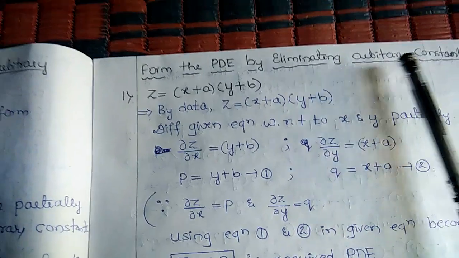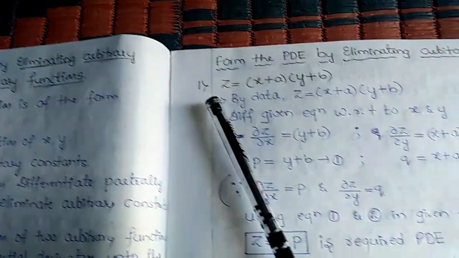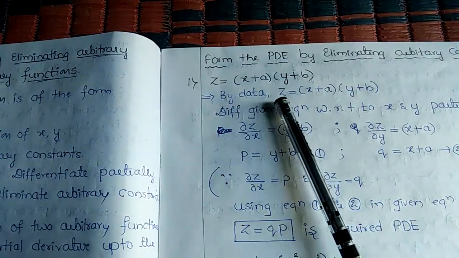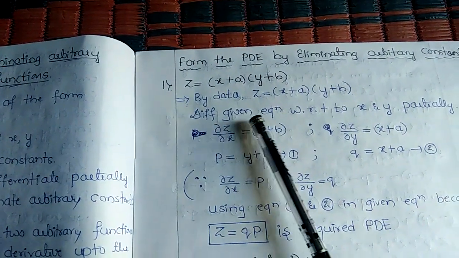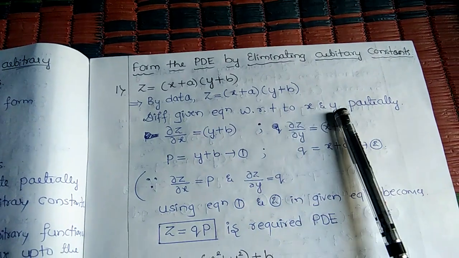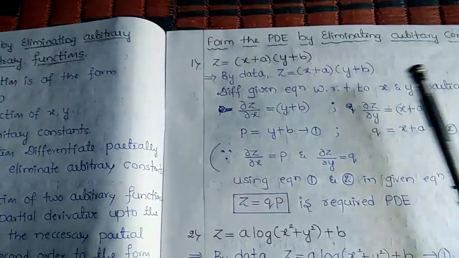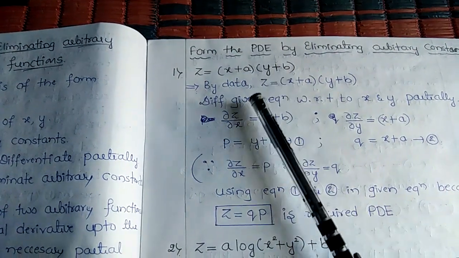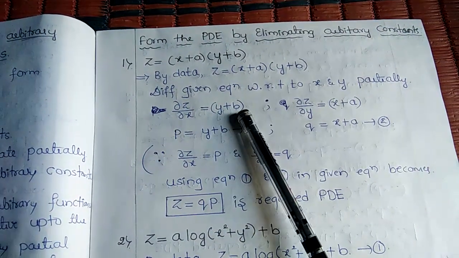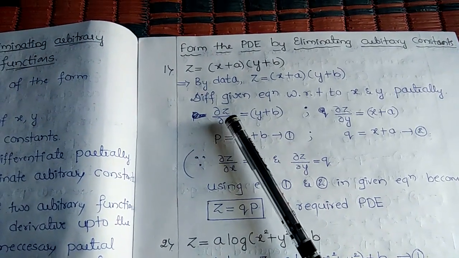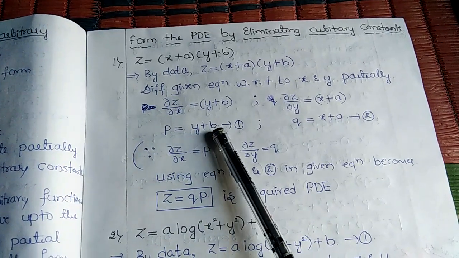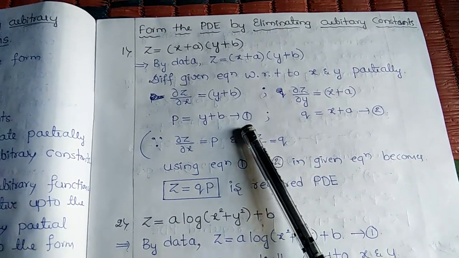Form the partial differential equation by eliminating arbitrary constants. First example, consider z is equal to x plus a into y plus b. Write the given equation. Differentiate the given equation with respect to x and y partially. With respect to x means treating y as a constant. So dou z by dou x is equal to y plus b. Then we know that dou z by dou x is equal to p. So p is equal to y plus b. Call this equation 1.